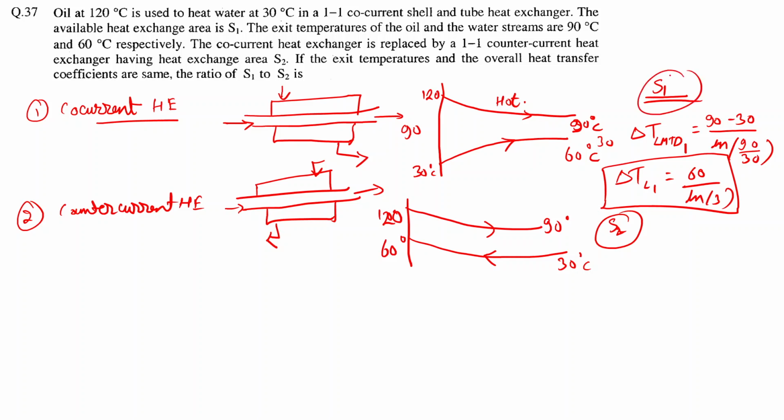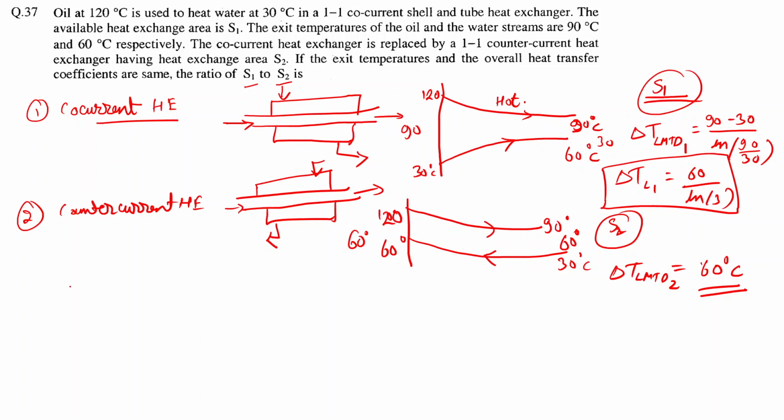In the earlier case it was S1. Now we will calculate the log mean temperature difference for this case, that is delta T L2. So delta T1 over here will be 60 degrees Celsius, and at the other side it will be 60 degrees Celsius. So since this delta T is the same, that is 60 degrees Celsius for both the inlet and exit, the log mean temperature difference we can straight away write as delta T L2 equal to 60 degrees Celsius. Now we have to find the correlation between heat exchange area S1 and S2.